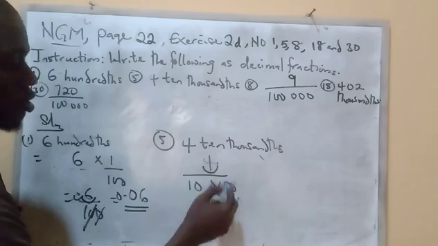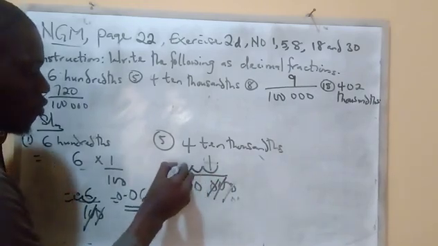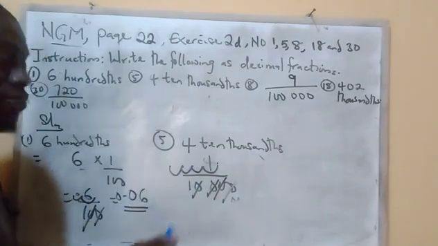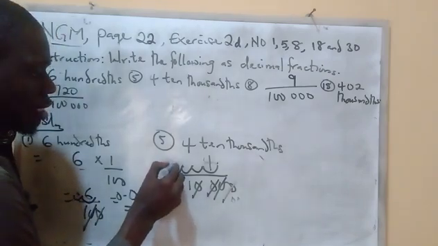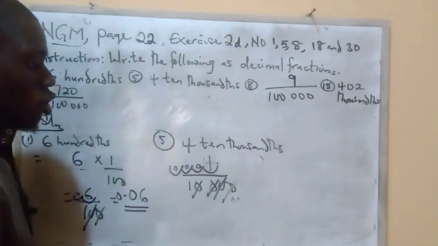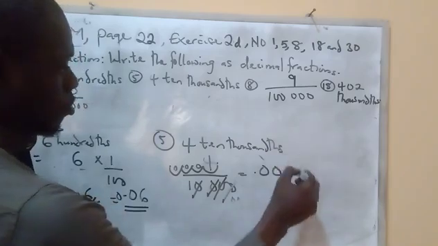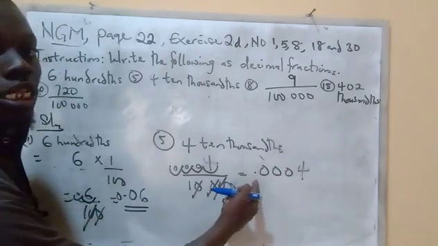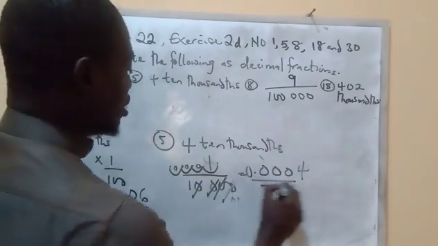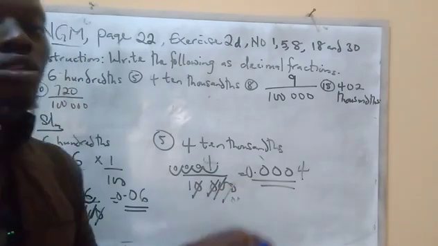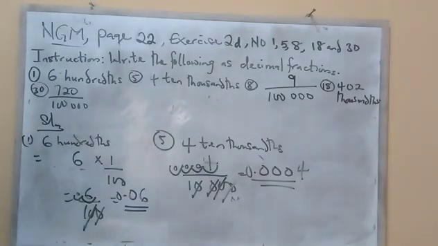So we move it once, we cancel another one, we move it, we cancel, we move. So we don't have any zeros there again. So this empty basket will be filled with 0. So we now have 0.0004, but we know that a point doesn't start any number, so we add 0 to it. So this is 4 ten-thousandths. So let's solve the other one.